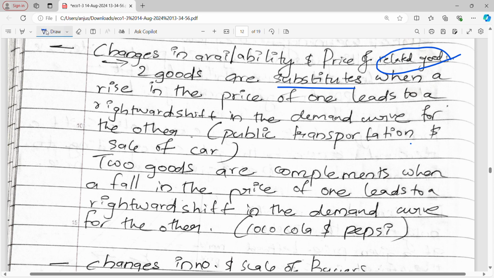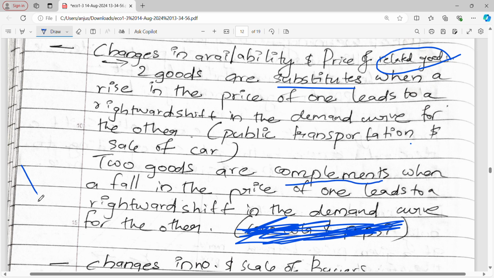Next is complement. Sorry, there is a mistake here. Coca-Cola and Pepsi are substitutes, not complements. So complement goods: one good complements the other. Petrol and car. Then what? SIM and mobile.